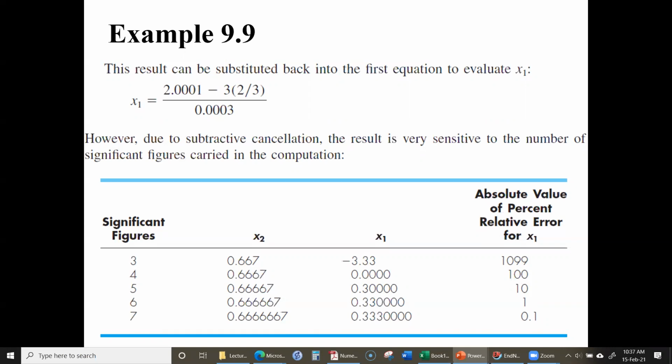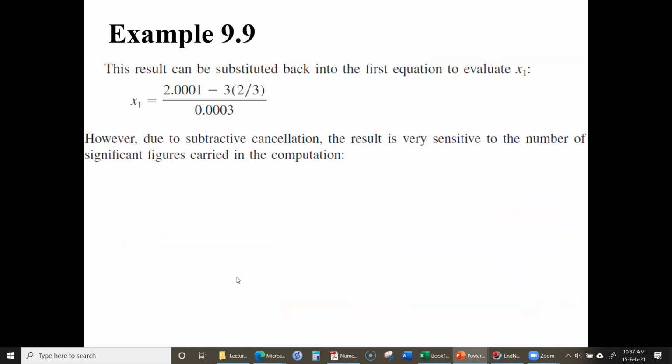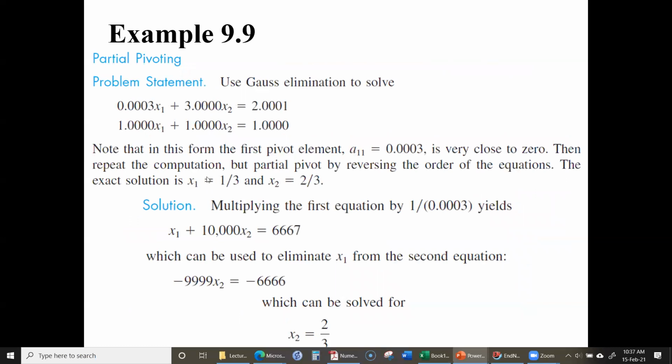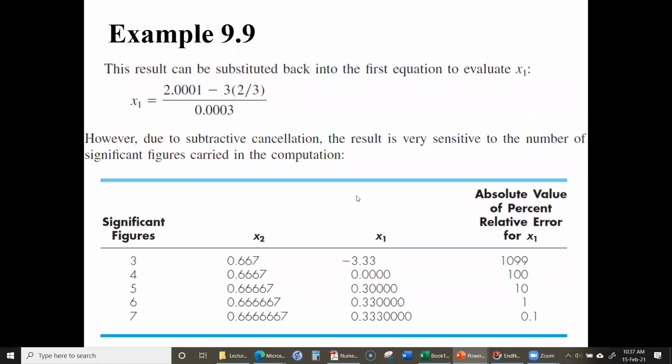But you can realize that if we obtain the numerical method using this form of the equations, the solution is very inefficient. That means we have to use a very large number of significant figures to get not a very high level of accuracy.